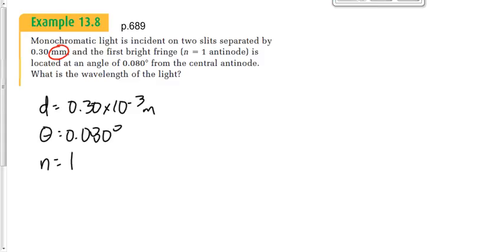Now, be careful here. N isn't equal to 1 because they tell me it's 1 right there. N is equal to 1 because I'm measuring the angle from the central antinode, the central bright spot, to the first order bright spot. It's not 1 because I'm dealing with the first antinode. It's 1 because I'm dealing with the central and the first. And 1 minus 0 is 1. Now, if I was dealing with the second and third, N would still be equal to 1. But if I was dealing with the second and fourth, then N would be equal to 2.